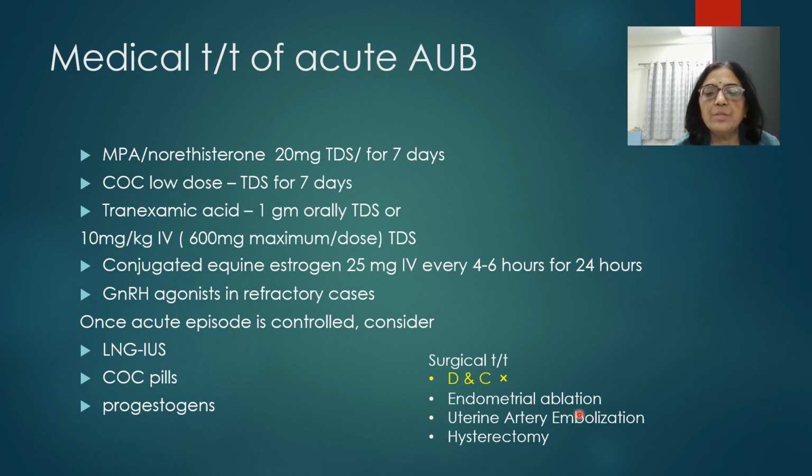Endometrial ablation in emergency is rarely done, as usually the response to medical line is good. Similarly, uterine artery embolization in emergency, if there is a huge fibroid and she's bleeding, is less likely to be performed. Hysterectomy in emergency is almost not indicated, with the better drugs which are available, especially LNG-IUS.